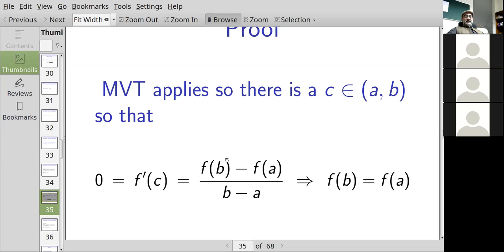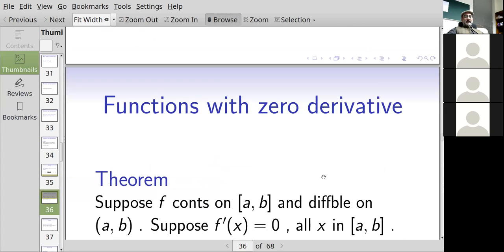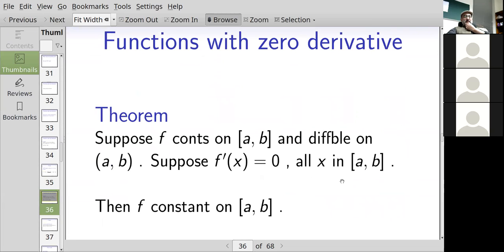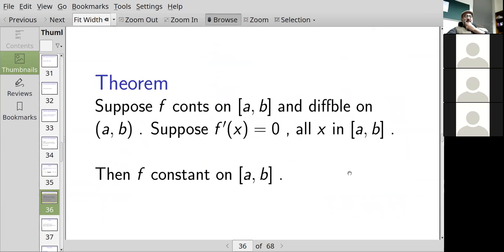Now for a function like this to be 0, you must have the numerator equal to 0. So that means f(b) minus f(a) is equal to 0. But if f(b) minus f(a) is equal to 0, then f(b) is equal to f(a). Okay? Now, let's see, we can get a stronger result.